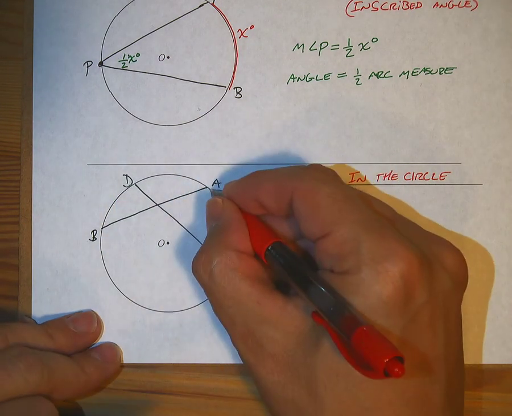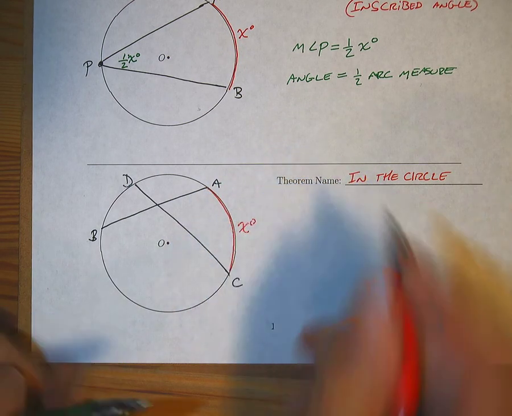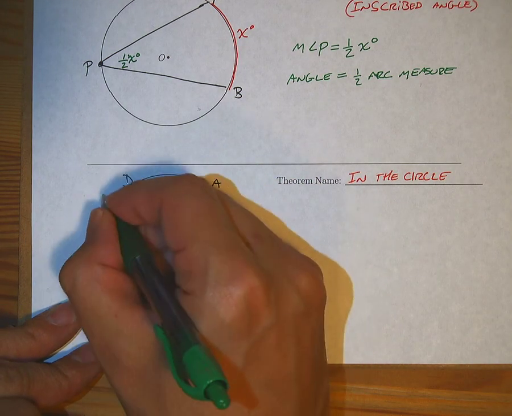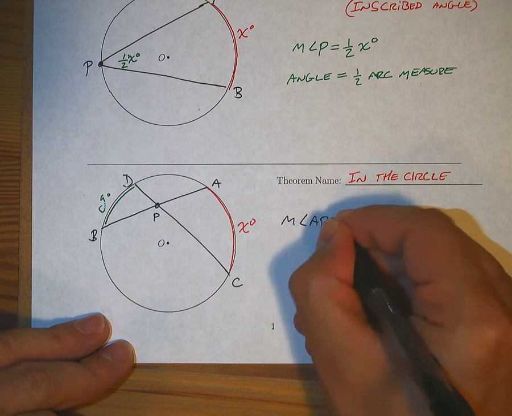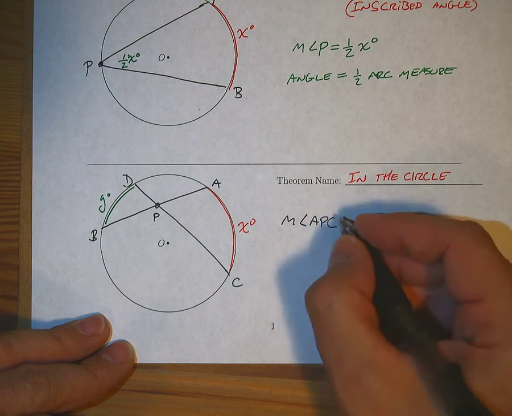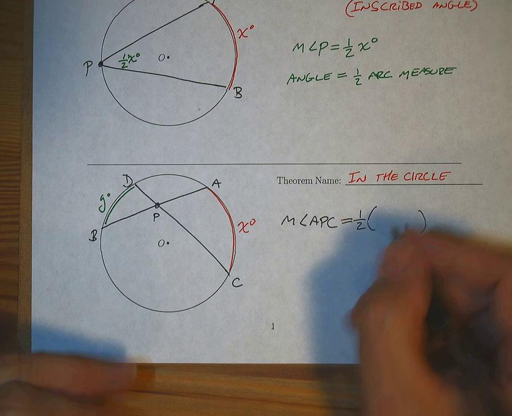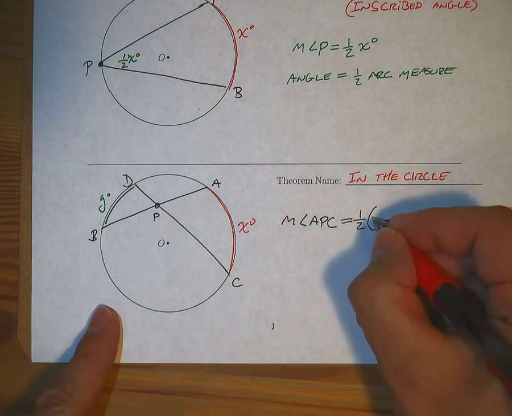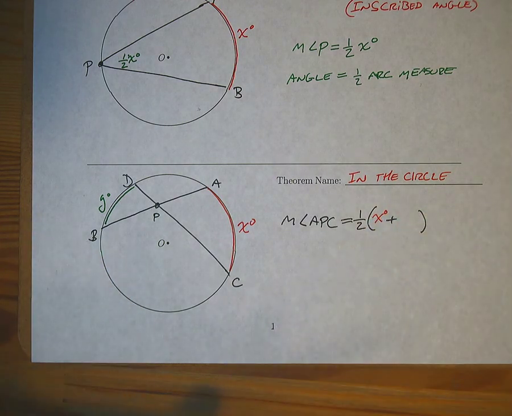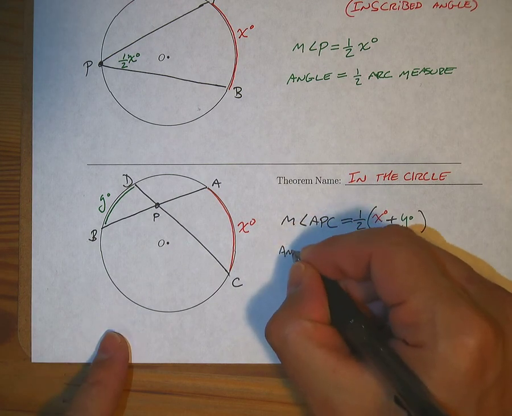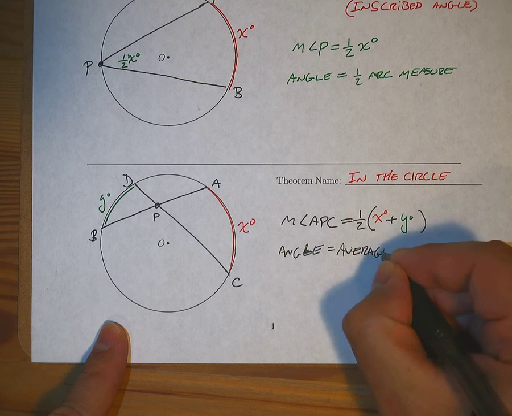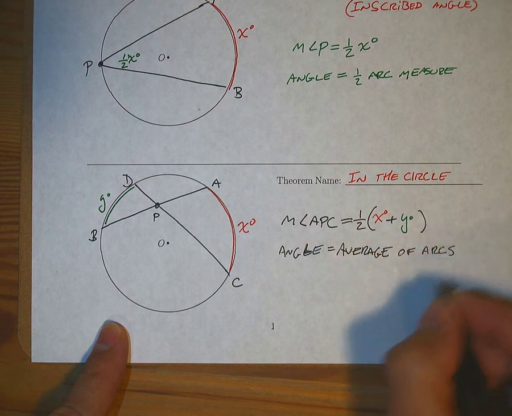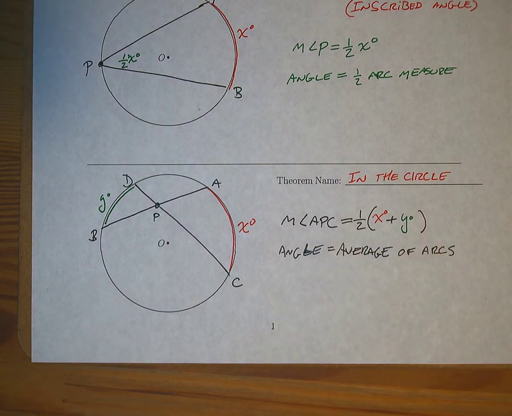Okay. And we'll have this arc here between A and C. This will be x degrees. We'll have the arc here between B and D. That'll be y degrees. And we'll be looking at our vertex here at angle P. So the measure of angle APC or DPB, either one, they're vertical angles, so they're the same, will be 1/2 of the sum of those two arc measures, x degrees and y degrees. So, in other words, the angle equals the average of the arcs. Okay, angle is the average of the arcs. I almost wrote angel, but it's the angle is the average of the arcs.